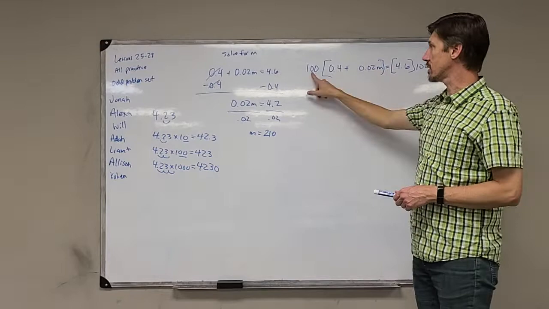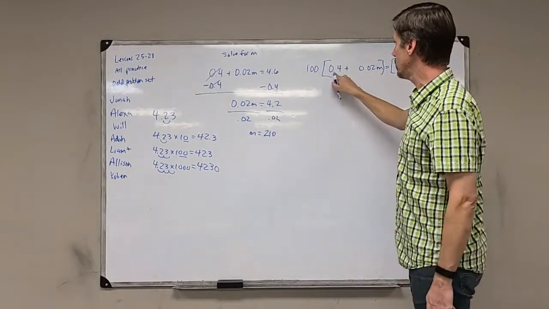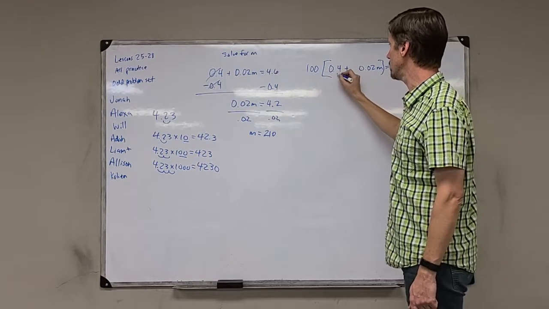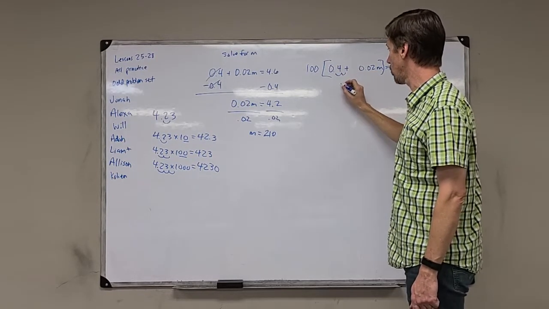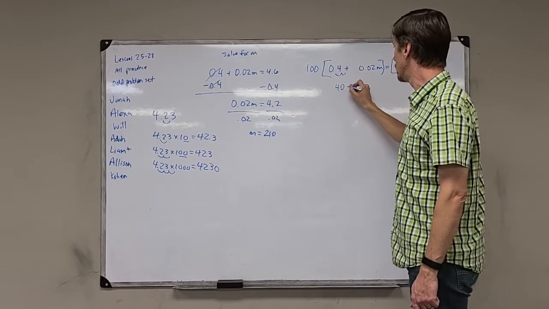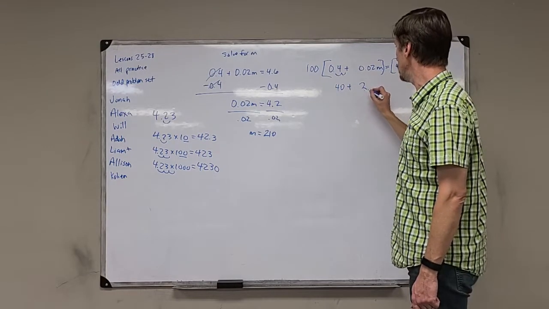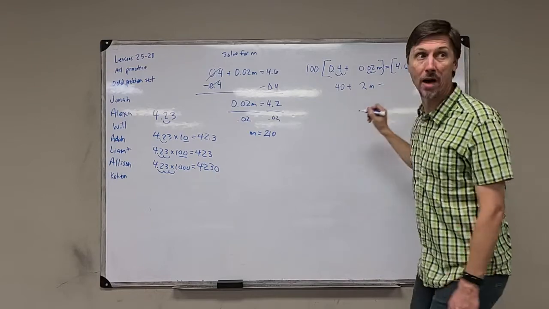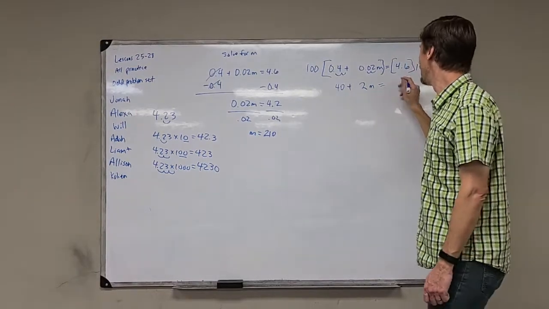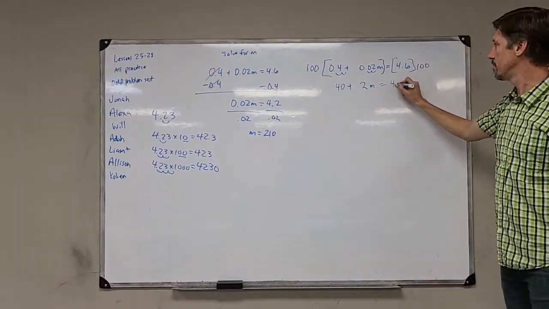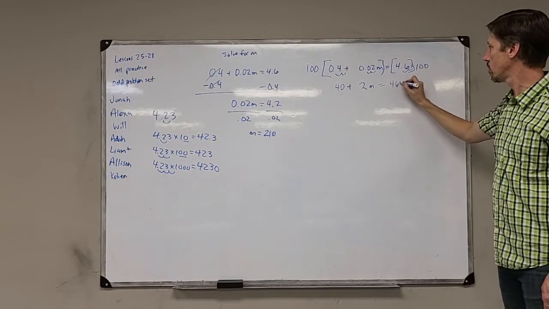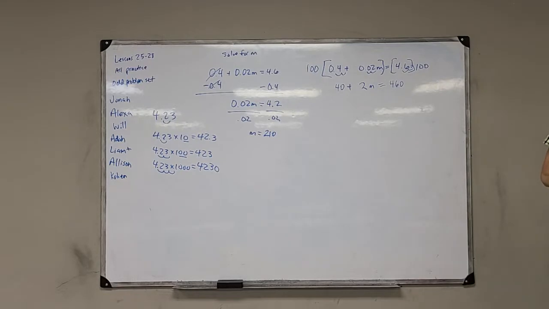So if I multiply this times 100, that means all of these terms I'm going to move the decimal place 2 places to the right. So that becomes 4 and then 40. So this is 40 plus this becomes just 2 when I move it 2 places to the right. 2m, and then 4.6 times 100 is going to be moving my decimal place 2 places to the right. There's an understood 0 here, 460. Okay? Make sense to everybody?